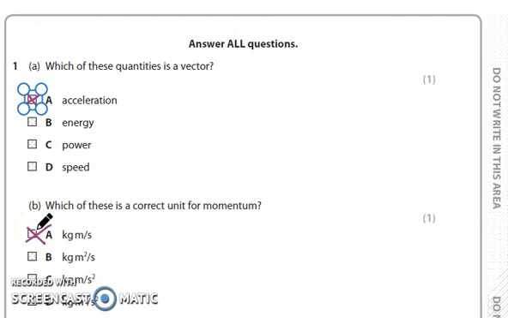And if we think about the unit for momentum, we can work it out quite easily from the equation for momentum, which is mass times velocity. The unit of mass is the kilogram, and the unit of velocity is meters per second squared. And there you have it, Part A.